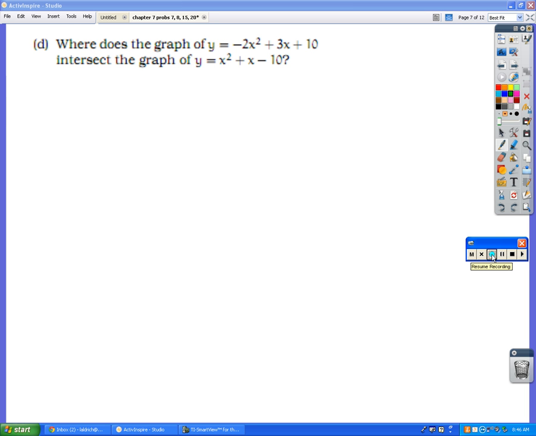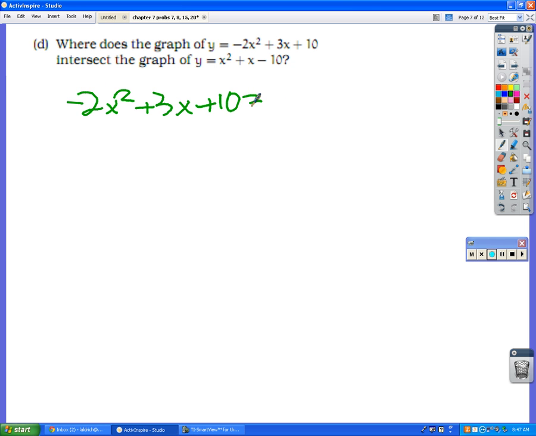Okay, so let's play again. Now it says where does the graph of y equals negative 2x squared plus 3x plus 10 intersect the graph of x squared plus x minus 10? What are we going to do? Set them equal to each other. So how do you solve that? Subtract on the right. Do you want to get everything on the left or the right? On the left. To the left, to the left.